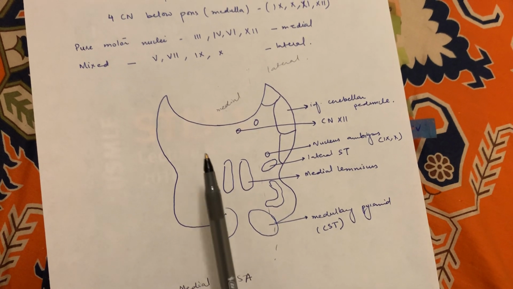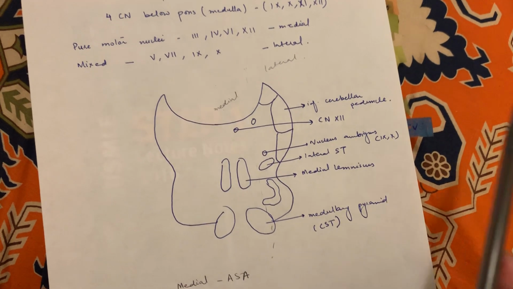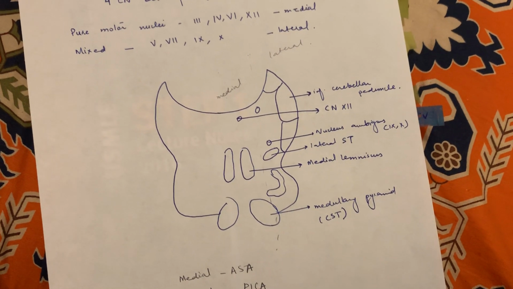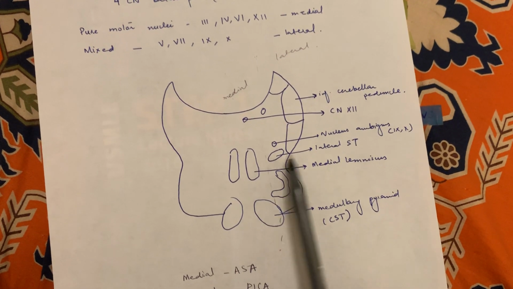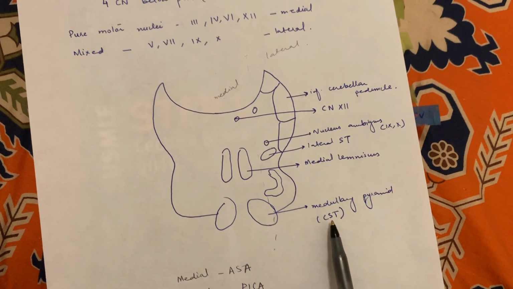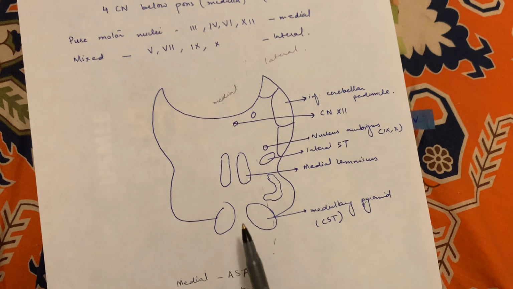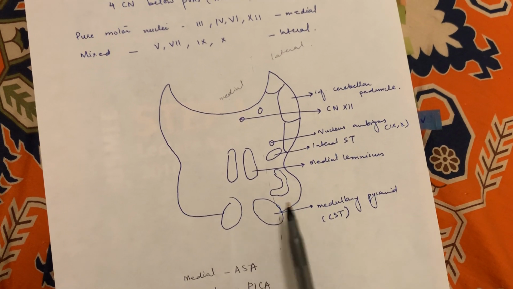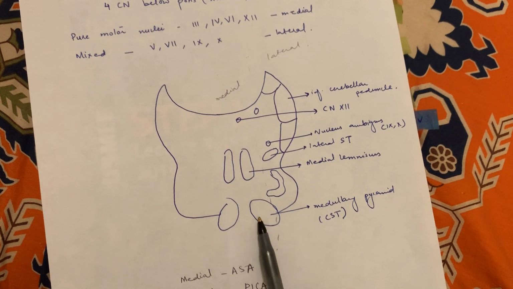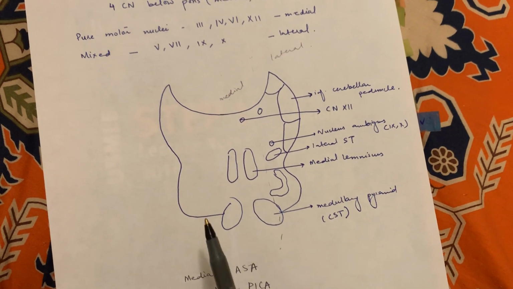So what things do you have medially? You have the pure motor nucleus, of course. You're going to have the motor fibers medially. And you have the medial lemniscus, as the name suggests. This is the lateral corticospinal tract, but although it says lateral, it becomes the medullary pyramid, which is medial. So you have to remember that it is different, and that the pure motor fibers are always going to be medial.